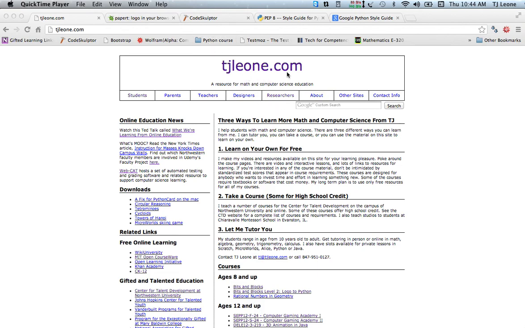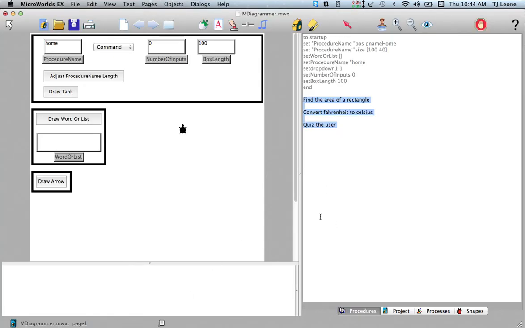So let's see. In this lesson, we're going to talk about functions a little bit. Actually, functions is the name that's used in Python. In Logo, we talk about procedures. So procedures or functions are pieces of code that have been written either by you or by somebody else that can be used over and over again.